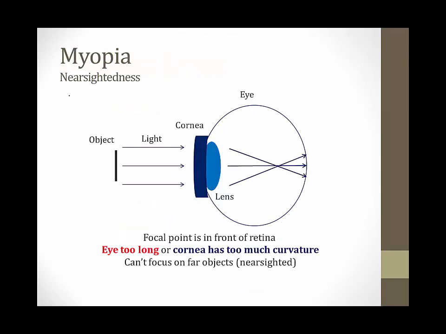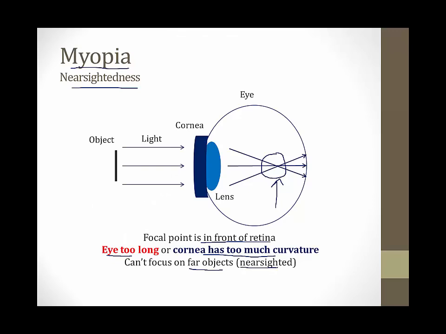The first refractive error that we'll discuss is myopia, which is also called nearsightedness. This occurs when the focal point is in front of the retina. I've shown this in a drawing on the screen. The cornea is focusing light at this point here, which is not the retina. It's in front of the retina. This happens when the eye is either too long or the cornea has too much curvature so that the focal point ends up not on the retina. And when this happens, patients cannot focus on far away objects, thus they are called nearsighted.